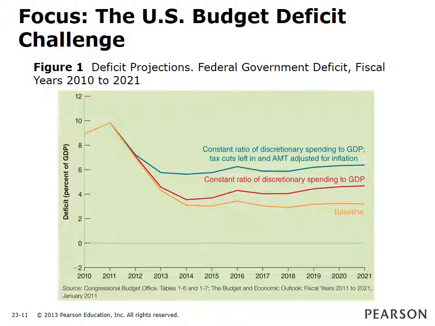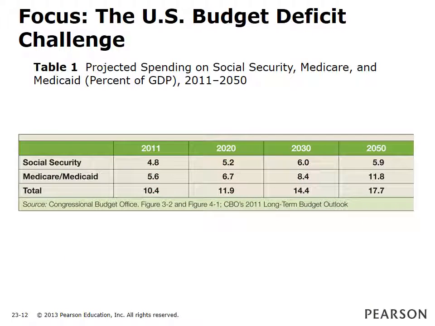Figure 1 shows the federal government deficit projections for fiscal years 2010 to 2021. Looking at these projections in the medium run, the fiscal situation looks bad. Table 1 shows the ratio of entitlement spending to GDP, the sum of Social Security, Medicare, and Medicaid, is projected to increase by 7.3% of GDP from 2011 to 2050 because of our aging population and the increasing cost of healthcare. It is clear that major changes in entitlement programs will have to take place.